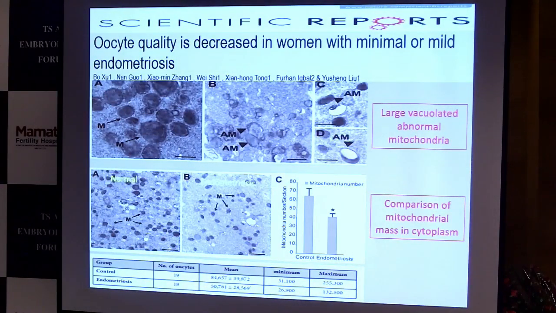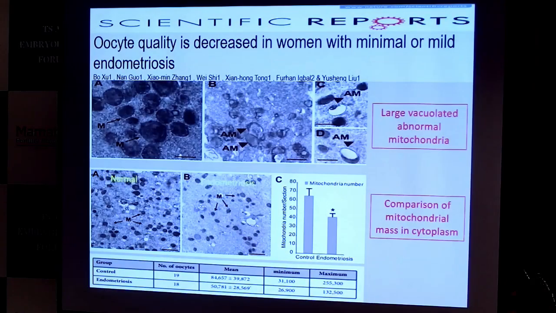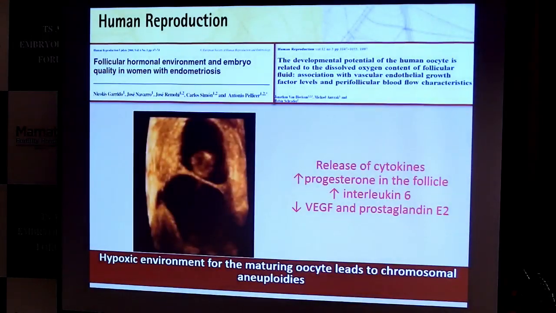Now, what about certain conditions like endometriosis? Why is it that oocytes from women who have endometriosis don't do so well, don't give us so many great embryos? The reason, as shown in this paper, is the mitochondria in the oocytes of women with endometriosis. They are larger, they are vacuolated, they are abnormal, and you have fewer copies of them. An average number of mitochondrial copies in a normal oocyte, if it is 1 lakh, here in endometriosis you will see them at around 20,000 or 50,000.